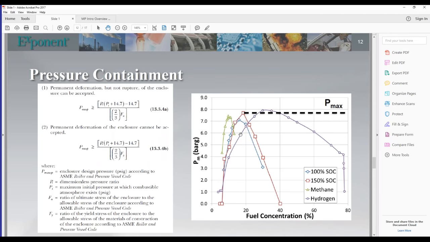So this is the equation in 69. You have two different equations, whether you want deformation but not rupture, or you don't want deformation. So you would design your system so you have a design pressure, PM AWP, according to the ASME code. And that depends on Pmax, and then your ultimate stresses. All right, that's all the slides I have. So now I'll turn it back to Bob for the NFPA 68 slides.